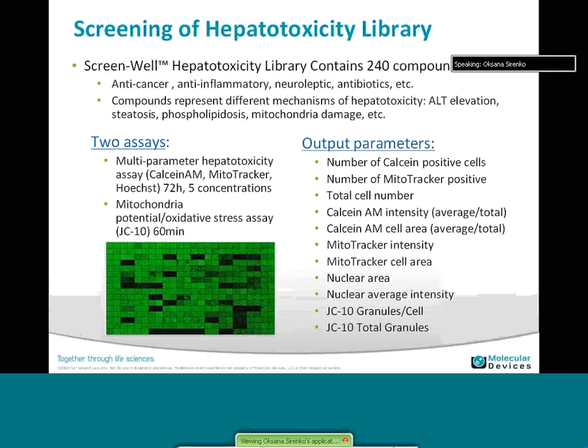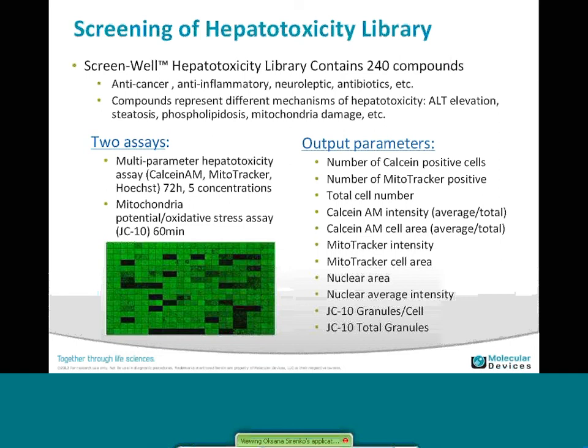And so finally, we wanted to validate our assays for high throughput format, and to do so, we use a commercially available hepatotoxicity library, a medium-sized library from Enzo company. This library contains 240 compounds, which represent different classes of hepatotoxicity, including anti-cancer, anti-inflammatory, neuroleptic, antibiotic, and other types of drugs.